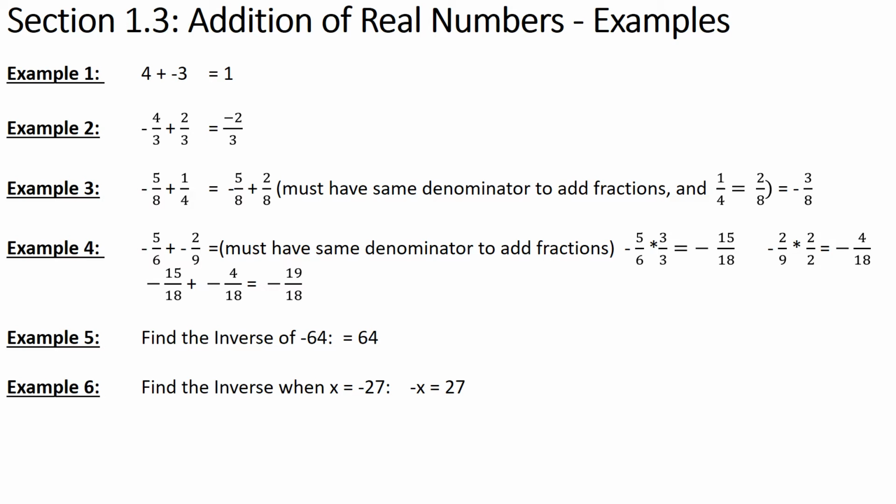Now with fractions here, it's the same process. Negative 4/3 plus 2/3. The denominator remains the same, so negative 4 plus 2 is negative 2. The final answer is negative 2/3.